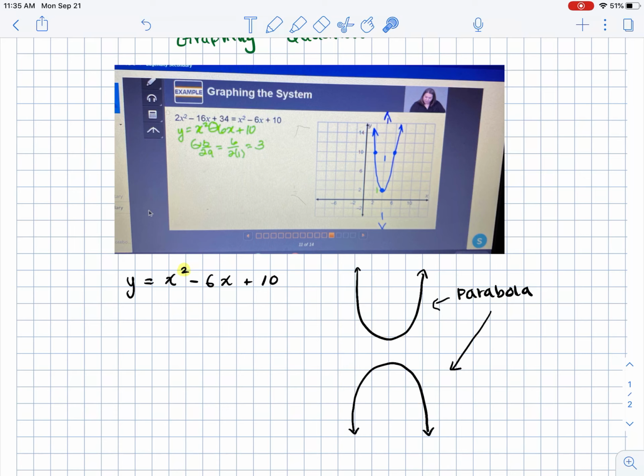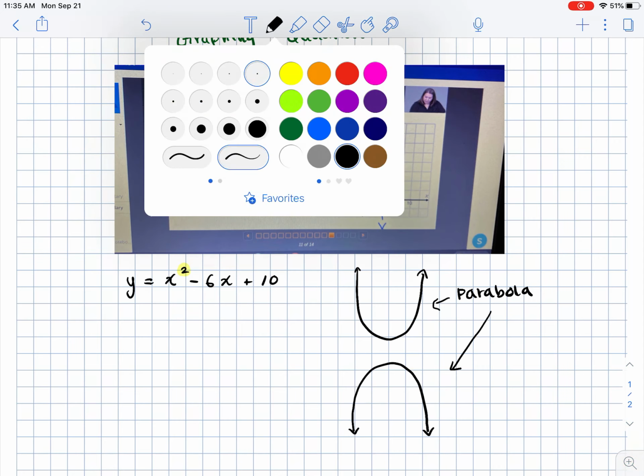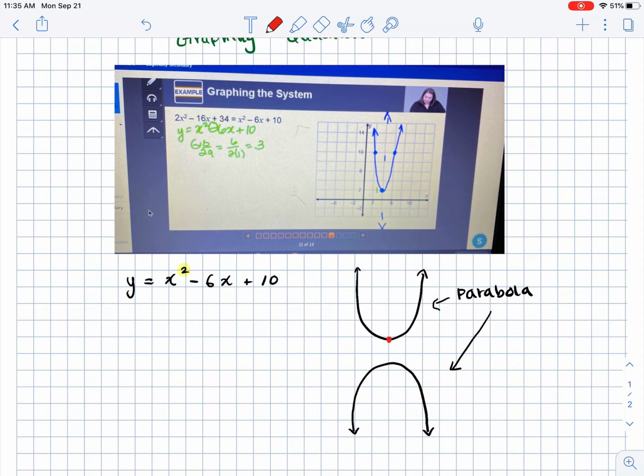Another quality of a parabola is that it has something called the vertex. It's basically the point where the parabola starts. So that's the vertex, that's the vertex. And once you have the vertex, you can kind of see the shape of your parabola. If I were to refer back to this example, this point right here would be the vertex.